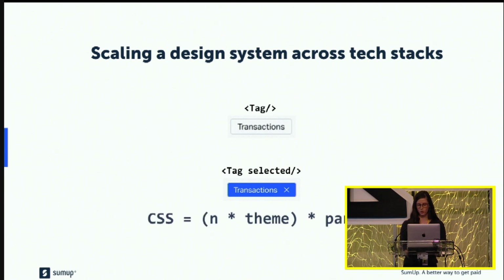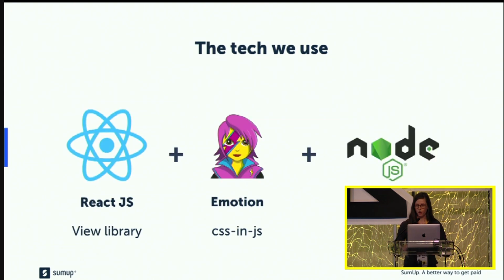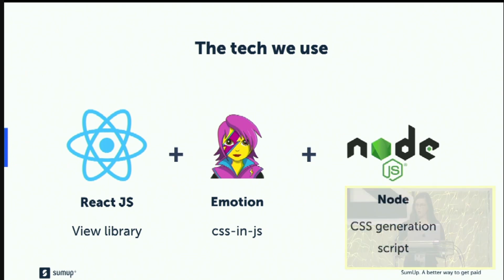So to illustrate this kind of complexity, I made up this math equation, which basically says that however many themes we have, we need to multiply that by any possible combination of parameters that can cause our CSS to be computed. So how do we solve that? We do as we can with many problems in life. We write a node script that's going to do it for us.